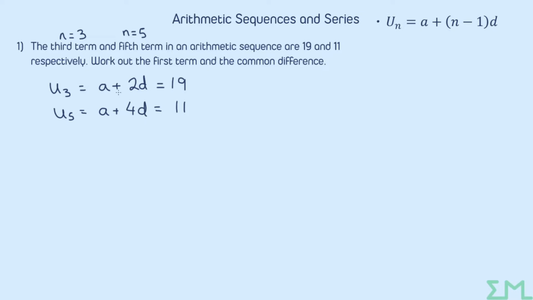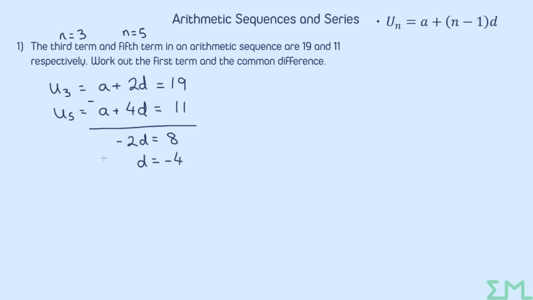So what we have set ourselves up here, and this does happen quite a lot in this particular section of the A-level, is a set of simultaneous equations. What's nice about these for the arithmetic sequences part is that we always have just an a term, which means we can just subtract to eliminate the a variable and solve the remaining equation in d. So a minus a, 0, 2d minus 4d, negative 2d, 19 minus 11, 8. And so here we arrive at negative 4 for our common difference.